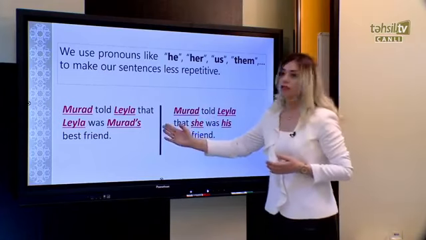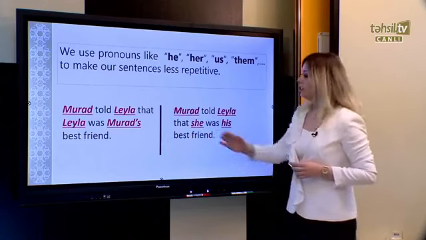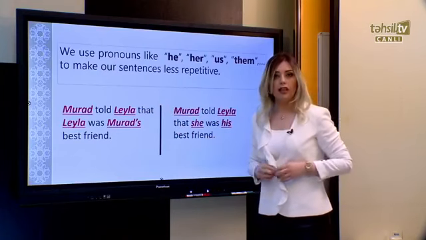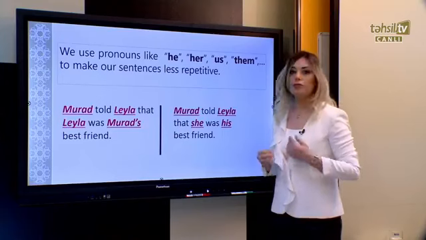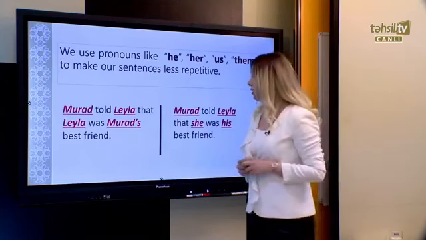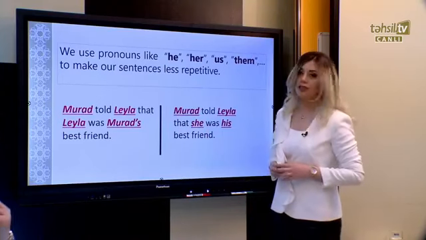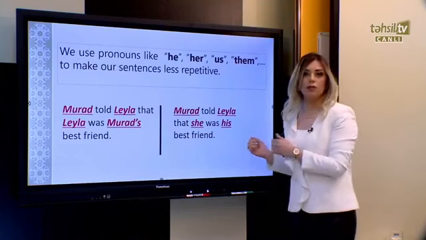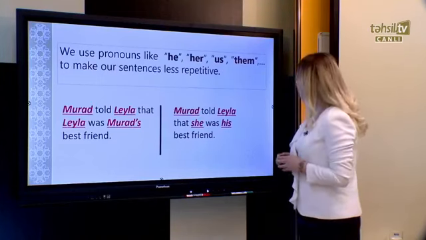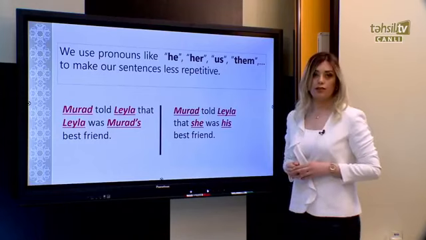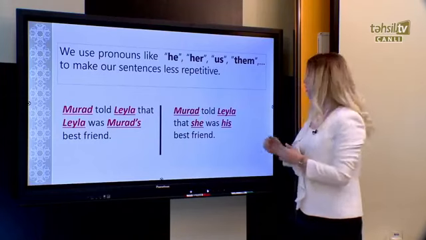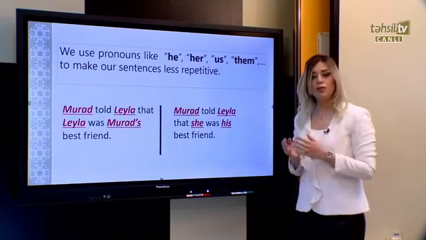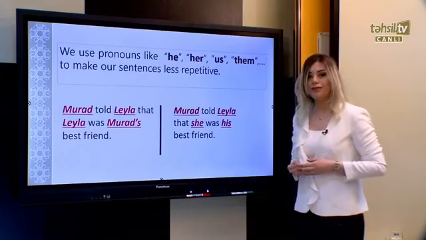For example, let's compare these two examples. In the first sentence here, I put the words Murad and Leyla two times. I repeated them. Murad told Leyla that Leyla was Murad's best friend. And now let's compare the sentence by using pronouns. Murad told Leyla that she was his best friend. So you see, we did not use repetition here. Instead, we used pronouns, which made our sentence look much better.